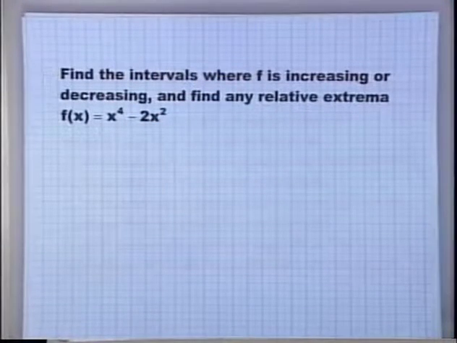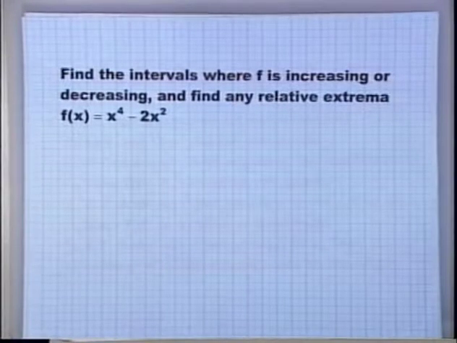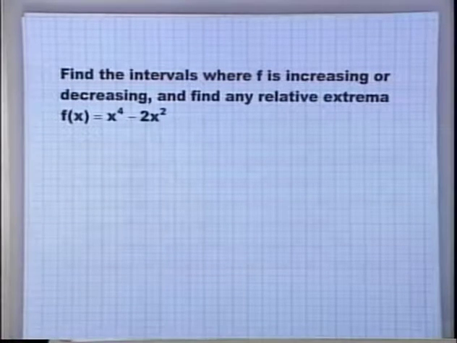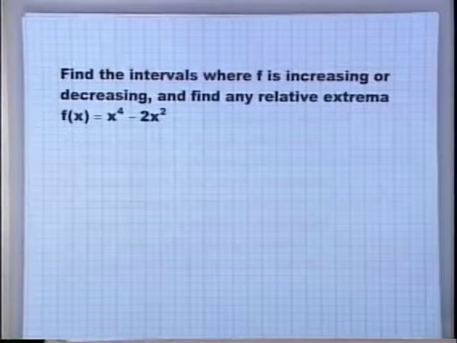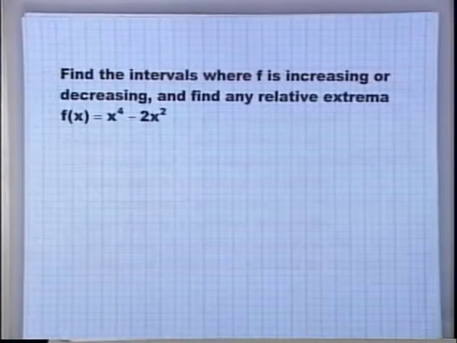Now, we've covered a lot of definitions and a lot of rules, and I think as we do these examples, you're going to see how these things fit together, and they'll make a little bit more sense to you. Our first example is asking us to find the intervals where f is increasing or decreasing, and then find any relative extrema. So we're going to illustrate that.